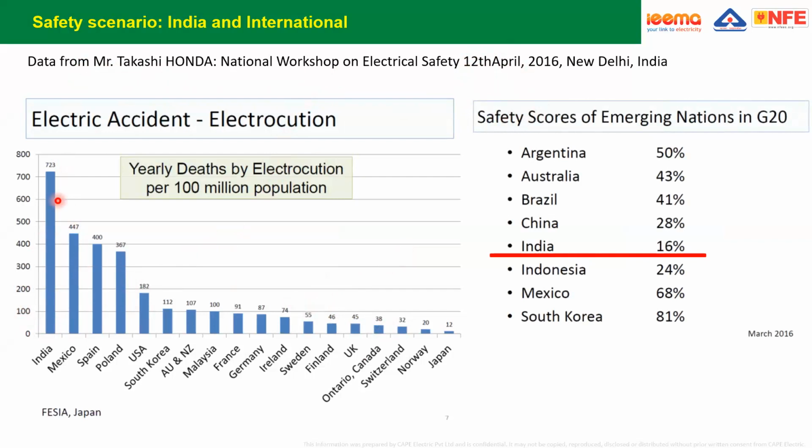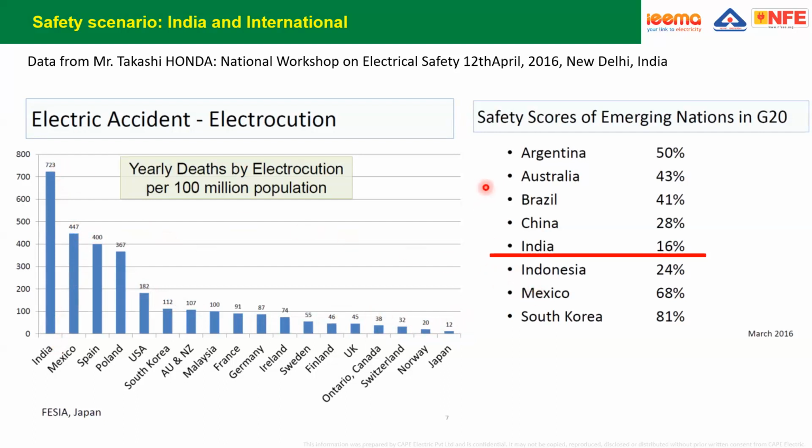According to him, you can see on the graph 723. This is the number of people electrocuted or died due to shock in India out of 100 million population. That means 723 out of 10 crores people, approximately 12,000 to 13,000 people per annum, are getting killed in India due to shock alone. Among the other countries, Japan leads, and it's only 12. We are 723, very much higher.